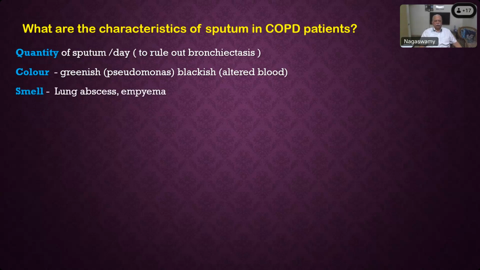What is that condition called medically? It is called halitosis. When the patient's breath is smelling awfully bad, it is called halitosis.